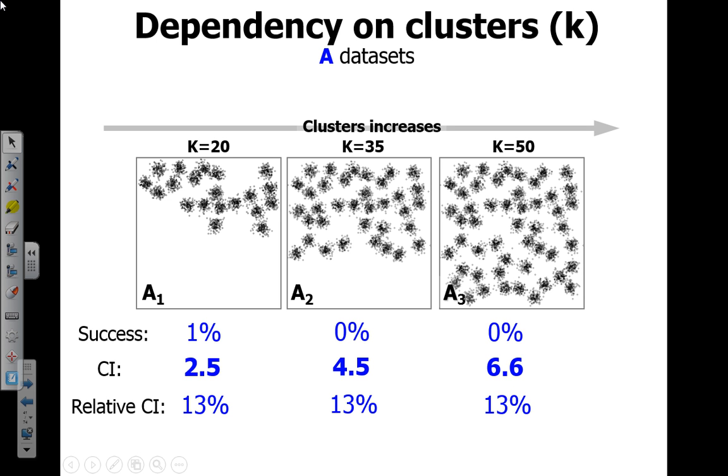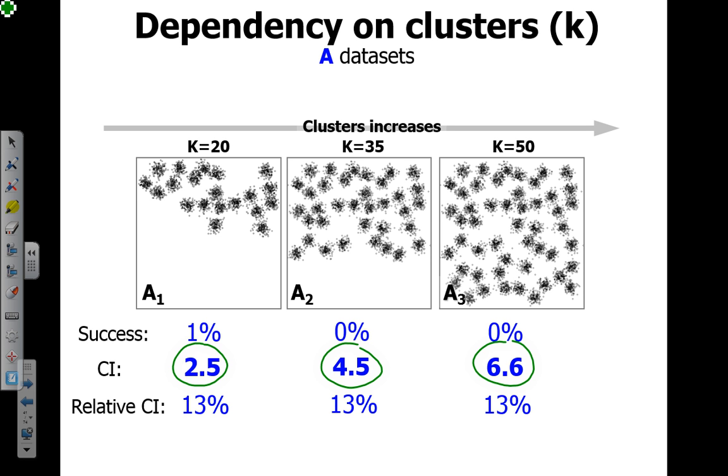Okay, then let's study more on the results, what we can find. The number of clusters is the second point of interest. So let's study first with the A data sets. With 20 clusters, 35 and 50, is there any difference? And yes, there is a difference. If you look at CI values, on average, K-means gets 2.5 clusters wrongly allocated with the A1 data set. When we increase the number of clusters to 35, the error also increased to 4.5. And the last one, 50 clusters, it's 6.6 already.